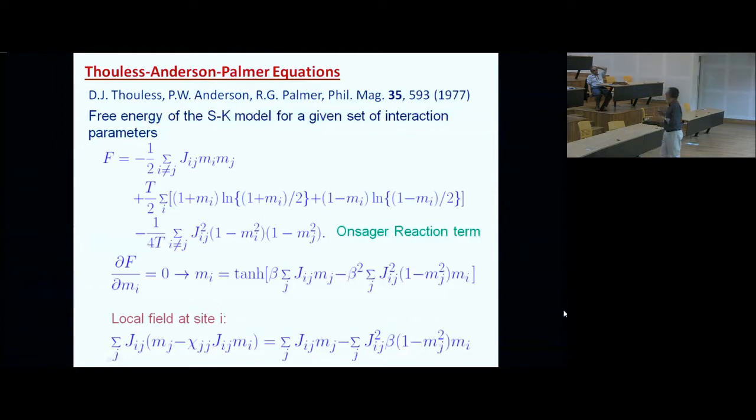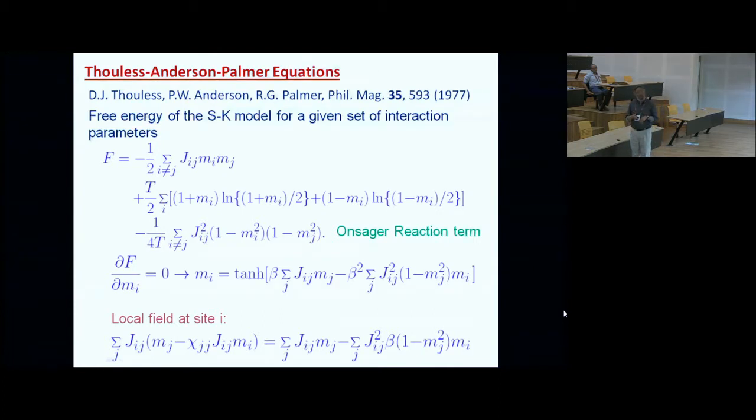In the sense that we shouldn't double count. Here, m_j, site j is actually affecting site i, but part of m_j actually is coming from the influence on site j coming from site i. And that part has to be subtracted out, and this is this reaction term. And so once one takes that into account, this is now exact for this infinite range spin glass.